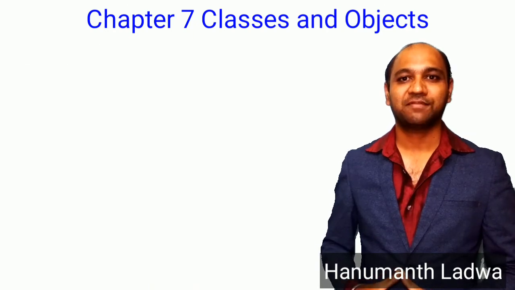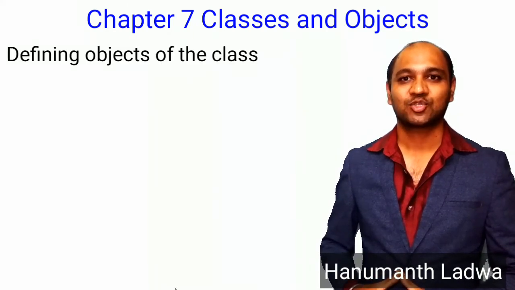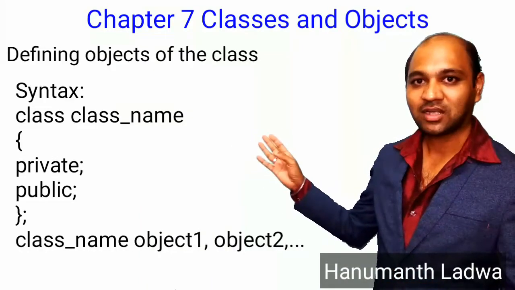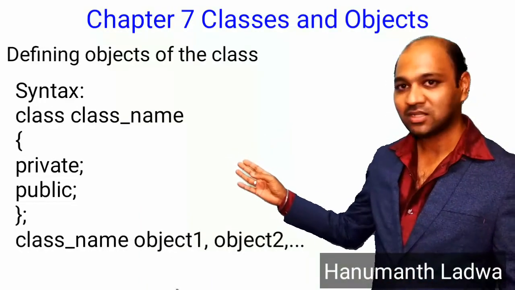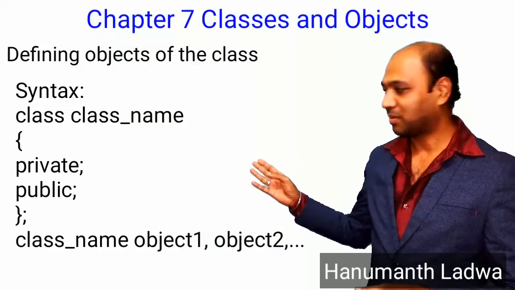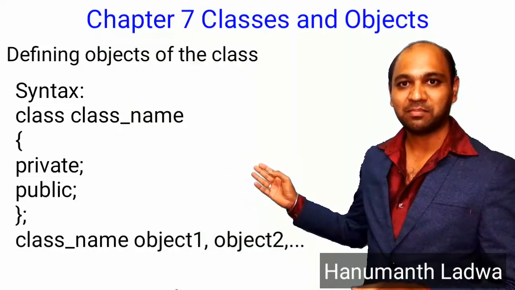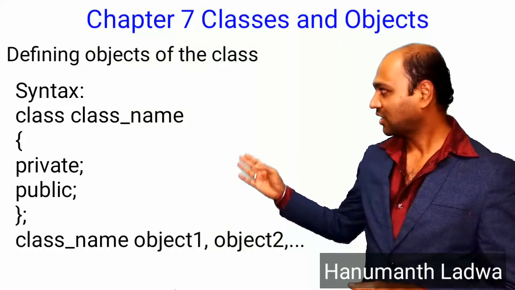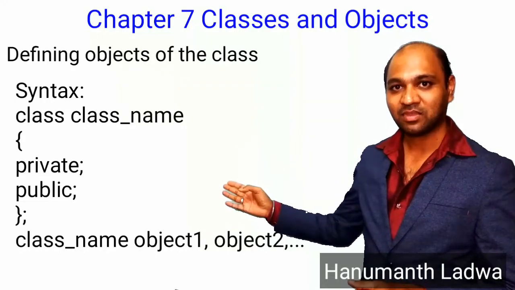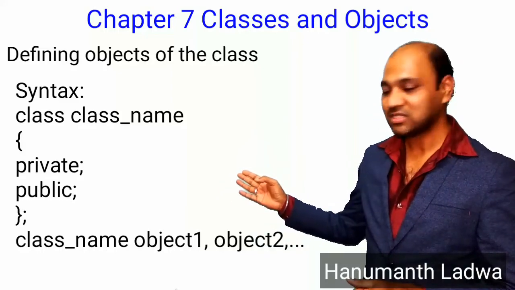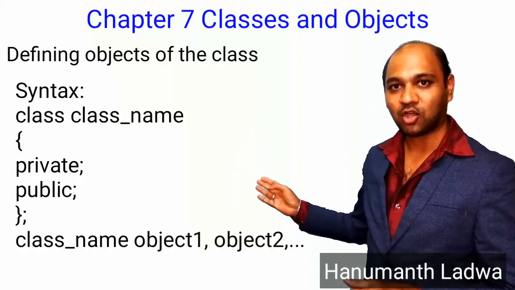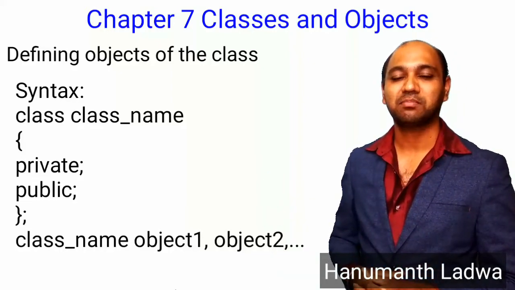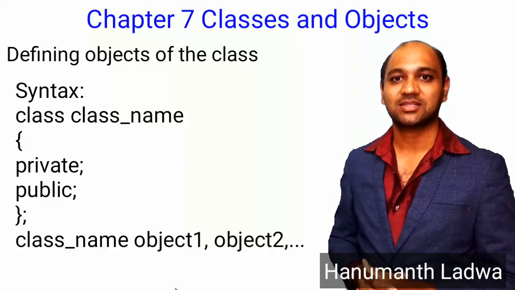Now we'll continue with defining objects of a class. So here we are going to see the syntax first. We'll write class name, curly open brace, then we can write private members as well as the public members, curly closing brace, and put semicolon. So after that we are going to write the class name to define the objects. Then we are going to write object 1 comma object 2 and so on. Once the class is defined, we can create any number of objects of that particular class type.